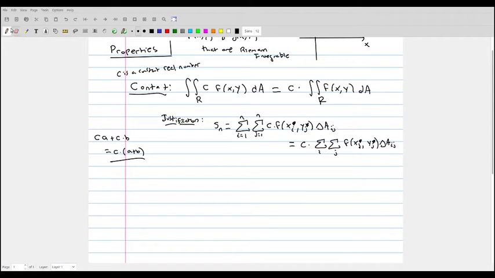So this tells us directly that the constant rule is telling us that if you take the integral of any constant times a function, it's the same thing as that constant times that double integral.